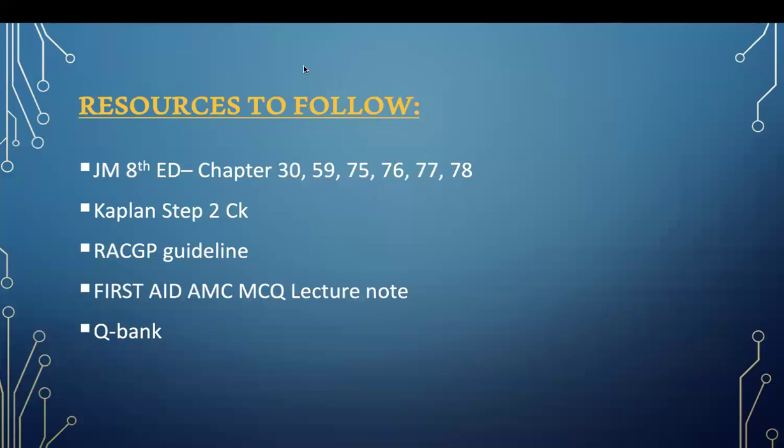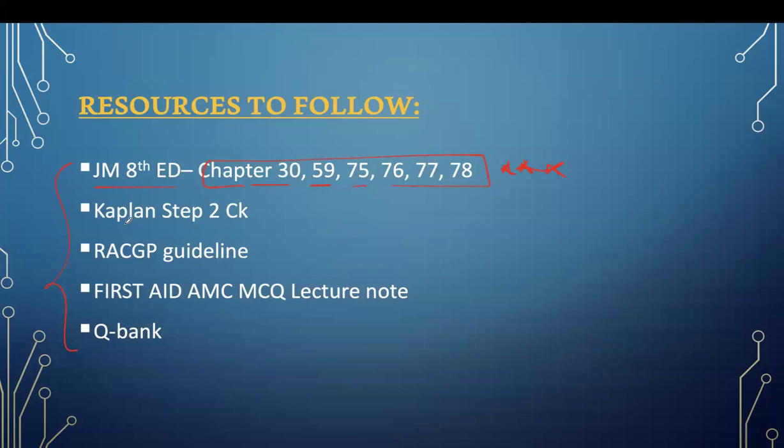The resources that you need to follow for cardiac preparation are these. For any theory session, we always advise what the main important resources are that you need to follow. What are the books or topics you need to go through? Just like cardiology, you can see that John Murtagh 8th edition has got most of the important topics related to cardiac. Chapters 30, 59, 75, all of these are cardiac chapters. These are very important, and we will cover these chapters in our class.